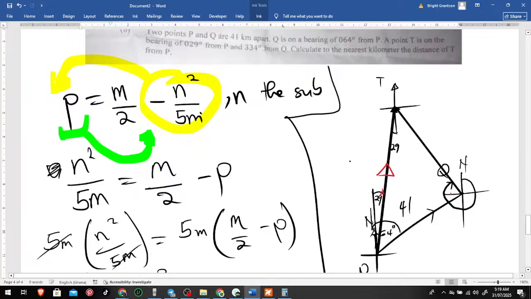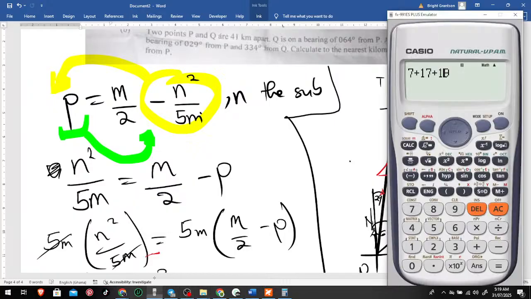So 270 degrees. If here's 90, here's 90, here's 270. So 270 plus what will give you 334? Or better still, go to your calculator and do the subtraction: 334 minus 270 to give you that difference.